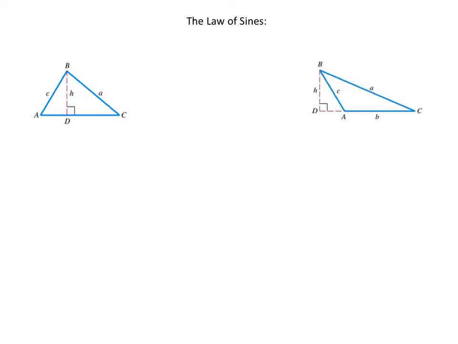In order to derive the law of sines, we'll start with any oblique triangle. It can be an acute triangle like the one on the left, or an obtuse triangle like the one on the right. Either way, what we've done is we've drawn an altitude from angle B perpendicular to the opposite side. In the case of the obtuse triangle, we had to extend this particular side, but we drew an altitude.